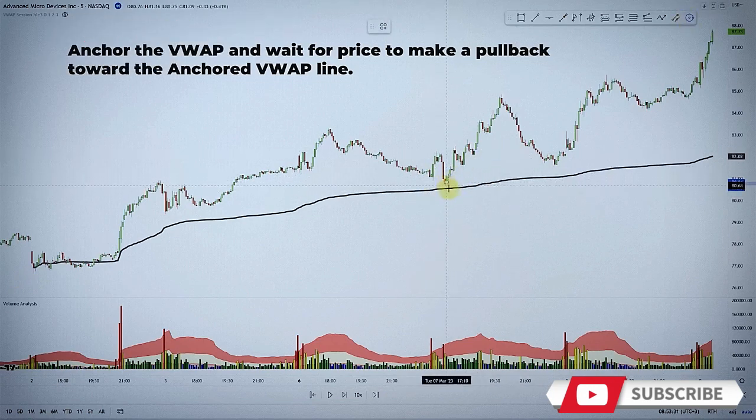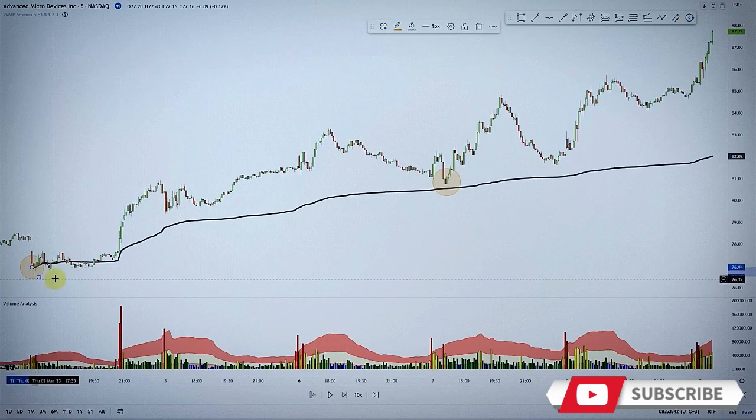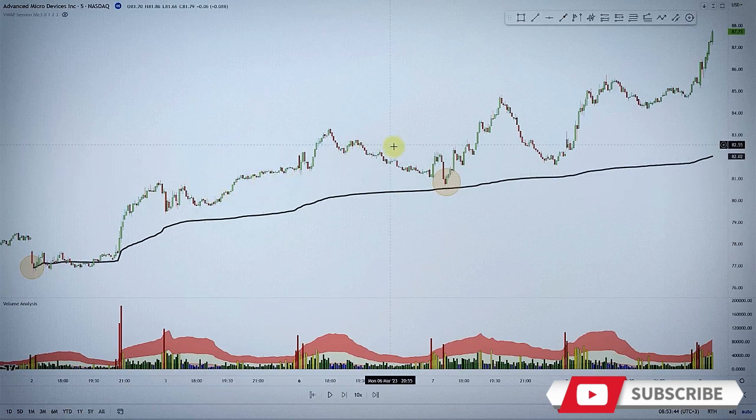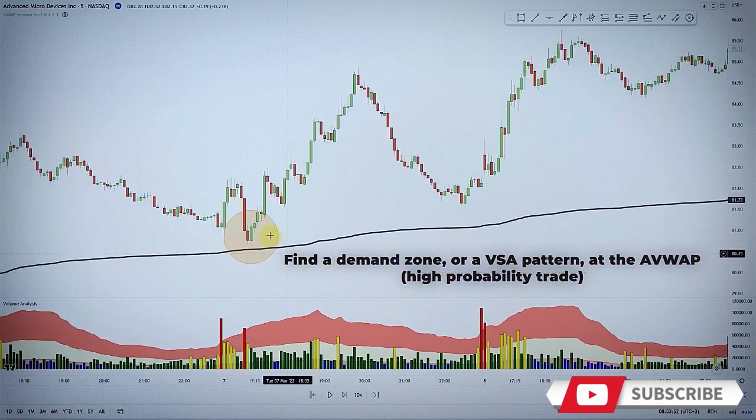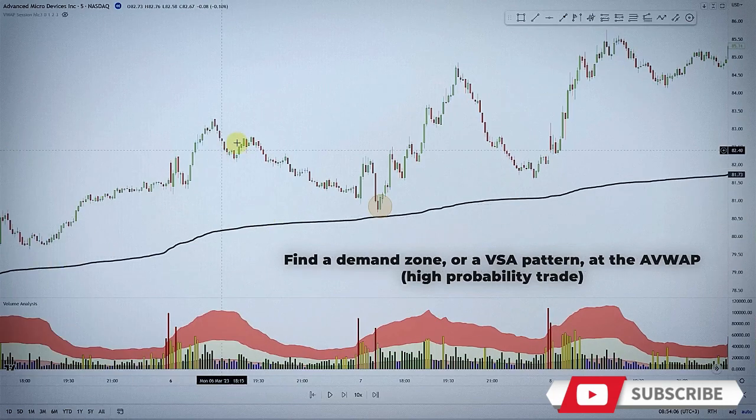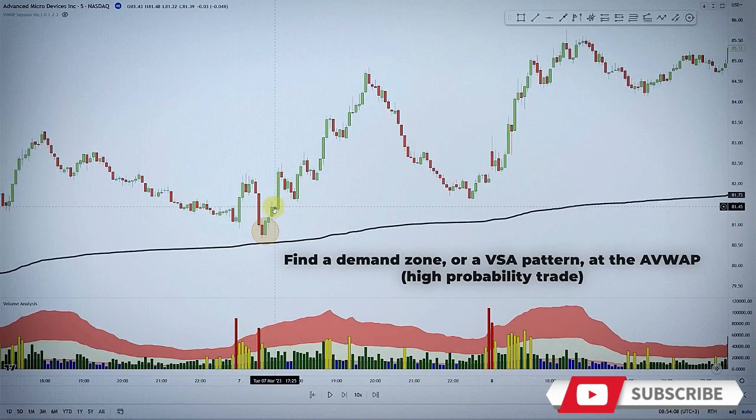To trade a pullback setup, you find an uptrend with price making higher highs and higher lows. Then you anchor the VWAP on a key pivot. Price trades, of course, above the anchored VWAP, and you patiently wait for price to make a pullback to the downside, returning to the VWAP line. This is a chance to buy the market. In this zone, you can find a demand area or a VSA pattern as an entry. Look how price reacted to the anchored VWAP line. The first pullback after we applied the line was a perfect bounce trade.